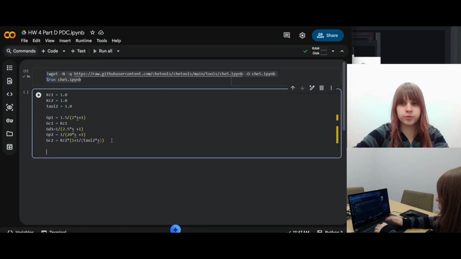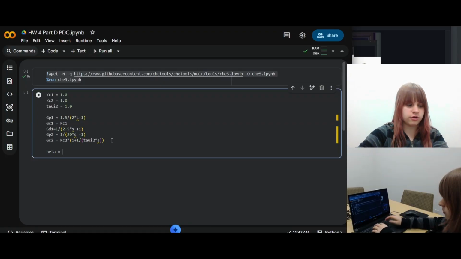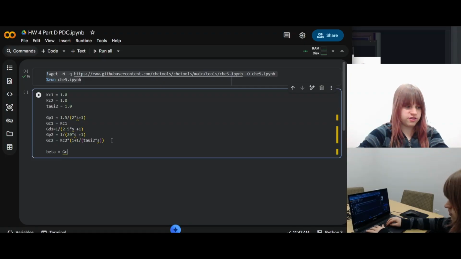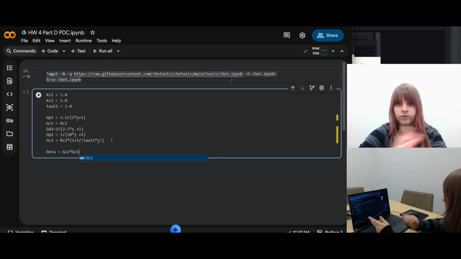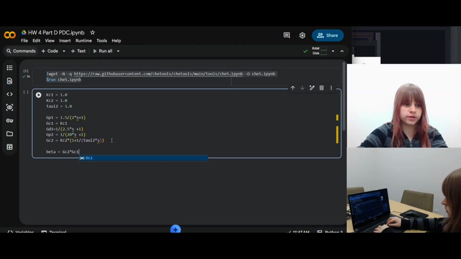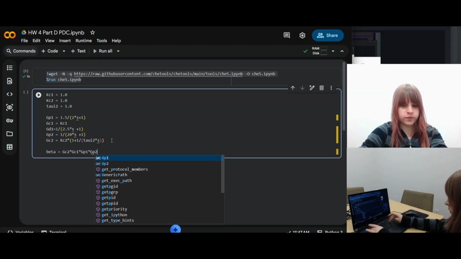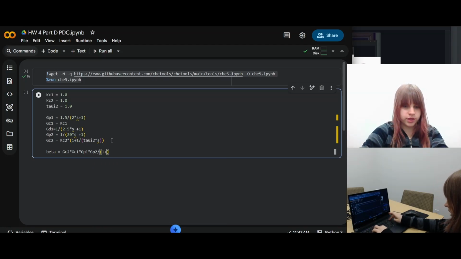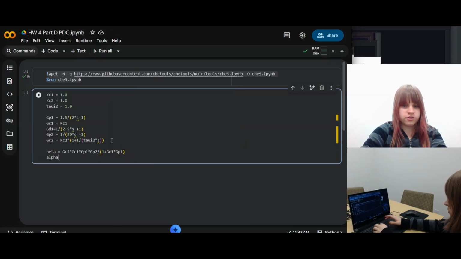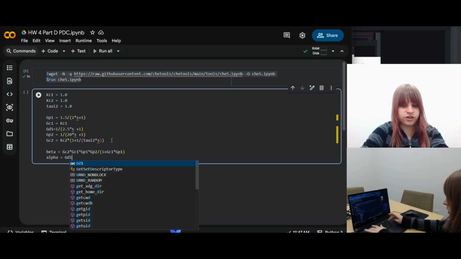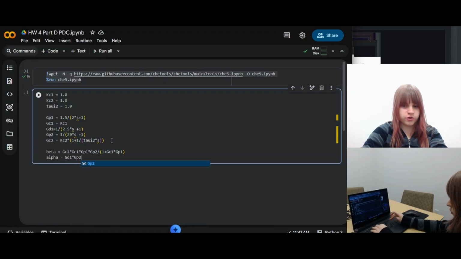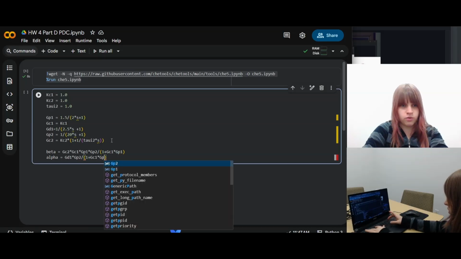So for the open loop transfer function of the entire system, I'm going to call that beta, and that's equal to GC2 times GC1. Remember, I called this servo when I was writing this down, but GC1 times GP1 times GP2, all divided by 1 plus GC1 times GP1. And for our disturbances, I'm going to call this alpha. We have GD1 times GP2 divided by 1 plus GC1 times GP1.